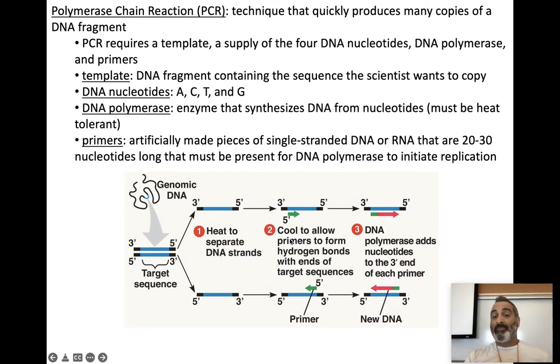Okay. Step two, it cools. When you cool it, it allows those things that you added, called primers, to attach. Primers begin the process of replication. Primers are basically single-stranded pieces of DNA or RNA. We learned in our last unit that RNA was used, but DNA is what these are probably going to be made out of. They attach to a beginning point and they initiate replication. So a primer lands there, a primer lands there.